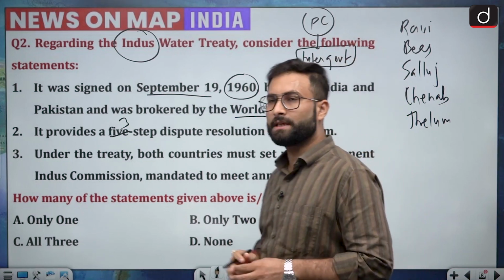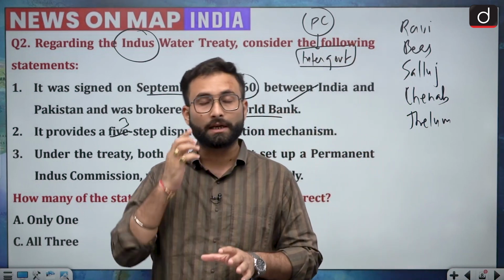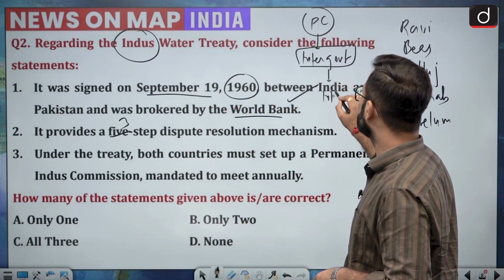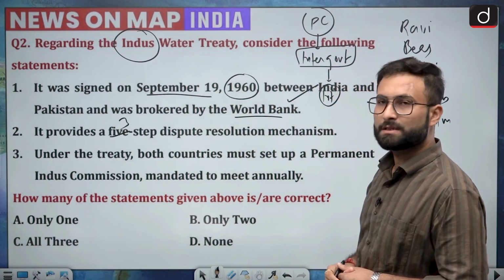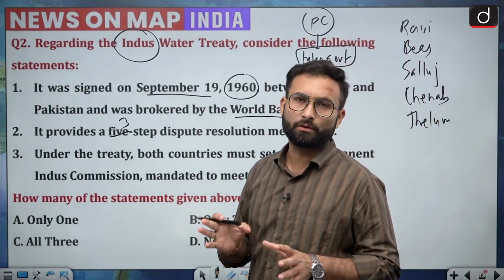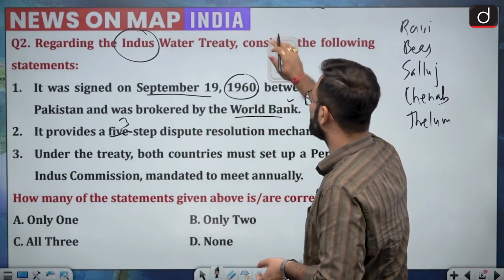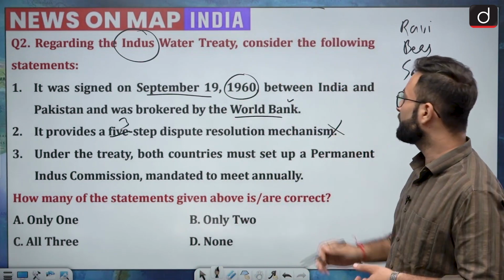Okay, so India and Pakistan bilaterally can go for it, and if it does not happen, then they can go for the international institution, that is, there is this court mentioned in the treaty, where they can go and resolve their dispute. So there is a 3-step mechanism in the treaty. So the second statement is incorrect.